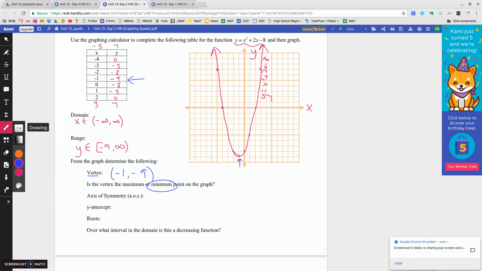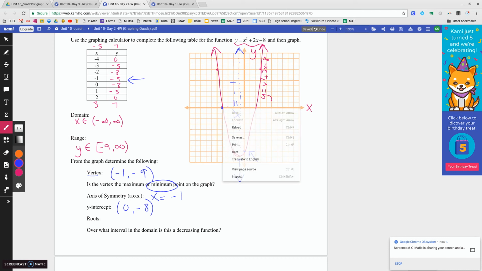Now, my axis of symmetry. Axis of symmetry, remember, is the vertical line that can be drawn straight through the vertex. And I want to know the equation of that line. So the equation of this line is x equals -1. Okay, next question is, what is the y-intercept? Okay, so again, look at the graph right here. My y-intercept is the point (0, -8). My roots, here and here, I find my roots are x equals -4 and x equals +2.